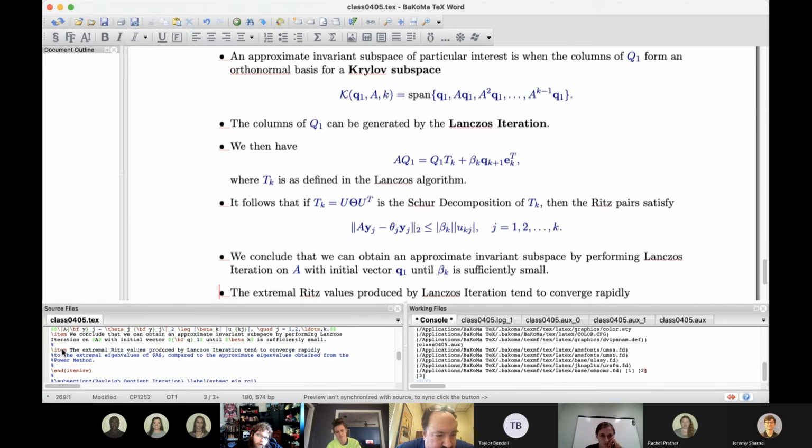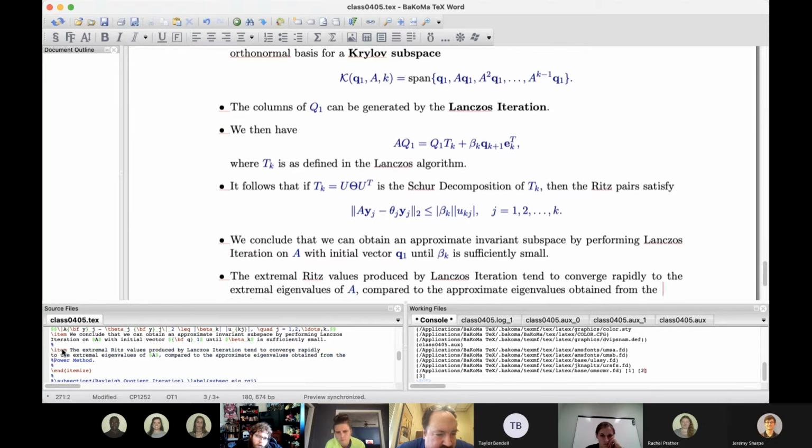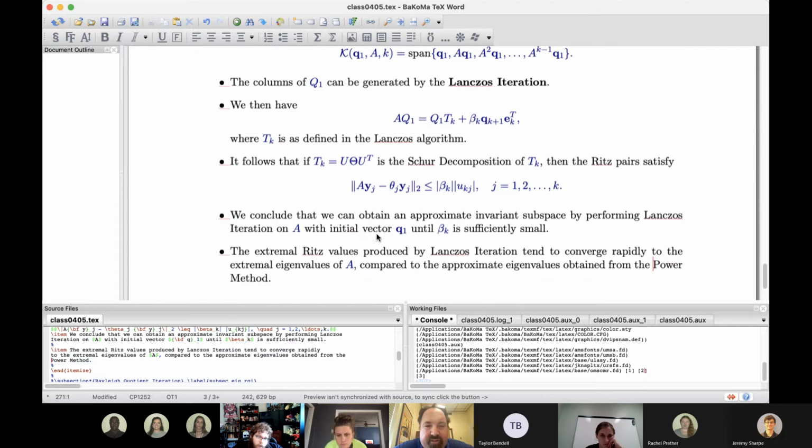And in fact, it has been proven that the extremal eigenvalues of T_k, which are extremal Ritz values of A, are very good approximations of the extremal eigenvalues of A. By extremal, I mean largest and smallest in magnitude. The interior Ritz values, not so much, but the extremal ones are very good. So Lanczos iteration is a very good approach to getting the largest or smallest eigenvalues of a symmetric matrix, if that's all you're interested in getting.